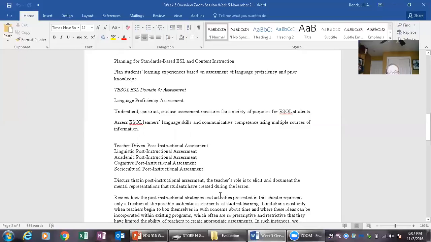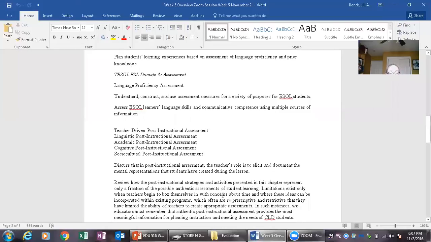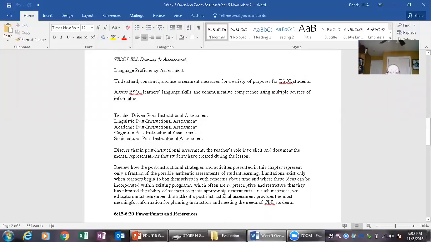Review how the post-instructional strategies and activities presented in this chapter represent only a fraction of the possible authentic assessments for student learning. Limitations exist only when teachers begin to box themselves in with concerns about time and how they're going to get it done, or the professional development, instead of allowing themselves to really be creative and go with the needs and the assessments of the particular population of students. In such instances, we educators must remember the authentic post-instructional assessment provides the most meaningful information for planning instruction and meeting the needs of CLD students.